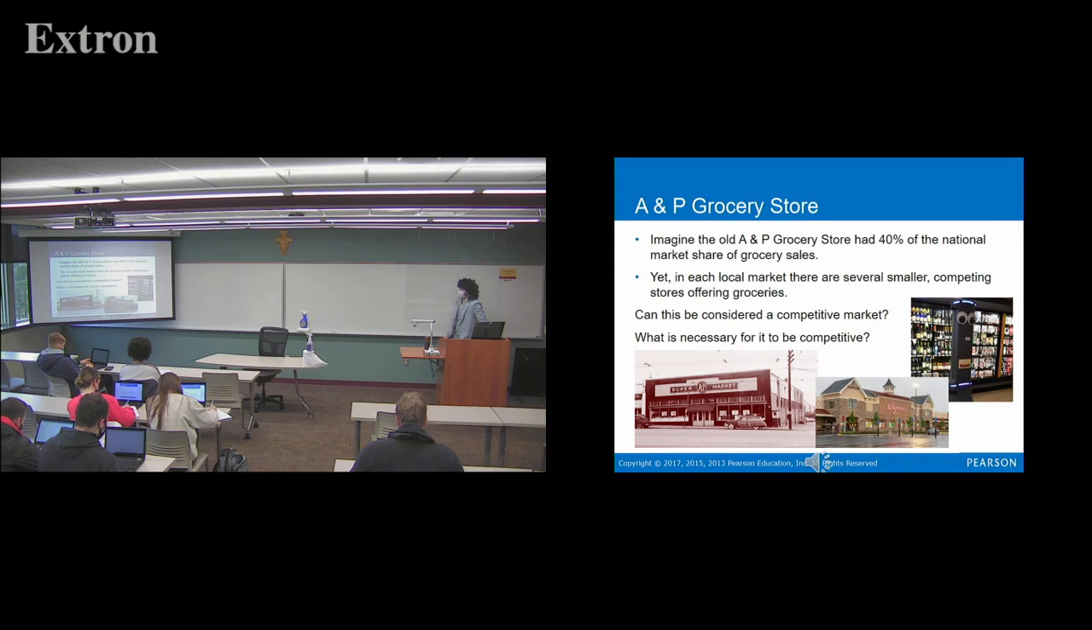So do you guys agree that in a market where you have a bunch of smaller competing firms, even if you have one large one, there's still competition present? Does that kind of make sense? Do we need other competitors for there to be competitive pressure on a big firm like A&P?